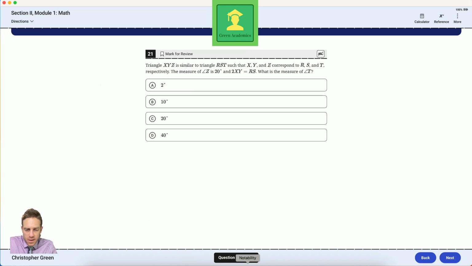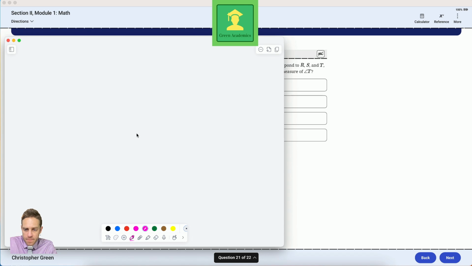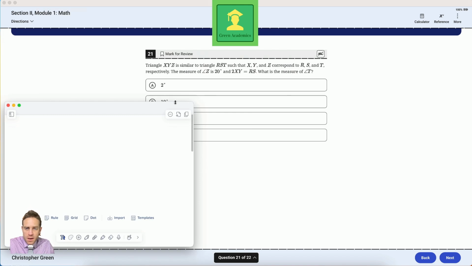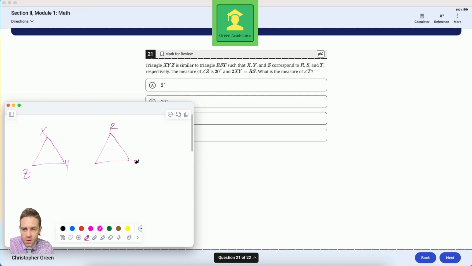Another triangle similarity, which I'm going to sketch again. XYZ is similar to RST such that XYZ correspond to RST respectively. Doesn't say anything about it being a right triangle, so let's just draw it as if it were this. XYZ is RST. The measure of Z as in zebra is 20 degrees. Now, 2 times XY equals RS. 2 times XY equals RS.